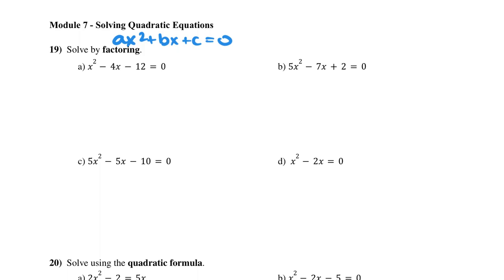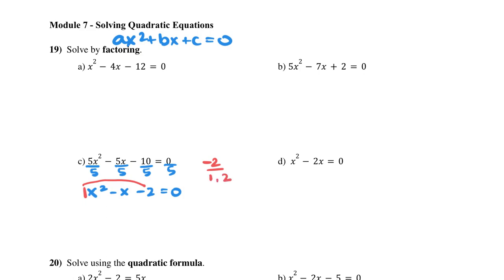I'm going to focus in on c. And for any solving, you want to first look for a greatest common factor. And I do have a common factor that can divide out, which is 5. And that leaves me with x squared minus x minus 2 equals 0. And then I'm looking for factors of a times c. That's the first and the last term. So that's -2. And there's really only one set of factors, 1 and 2.